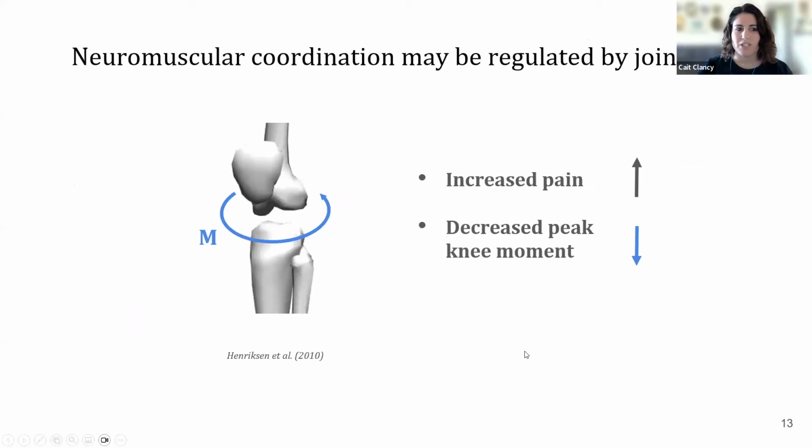This is when I would like to share that neuromuscular coordination may be regulated by joint pain. There is a really great experimental study in particular that I would like to share. And this is work done by Henriksen and their group. And they studied both healthy patients with and without knee pain and osteoarthritic patients. And while walking, they discovered that with the presence of increased pain, there was a decreased peak knee moment.